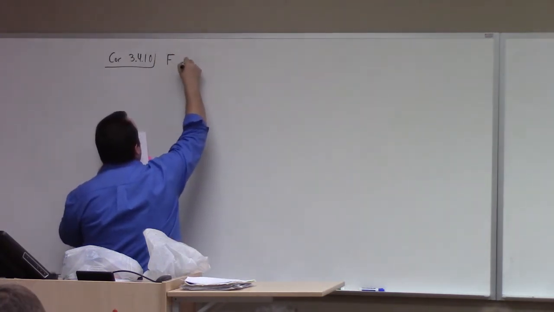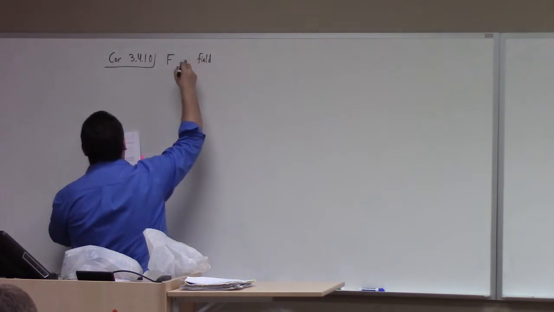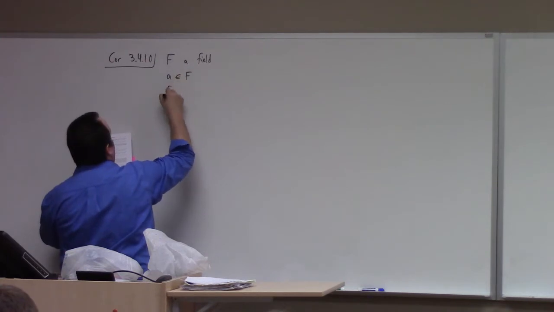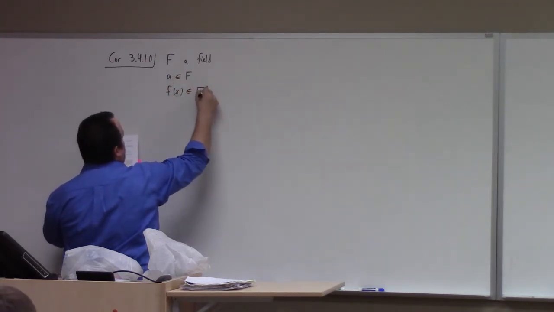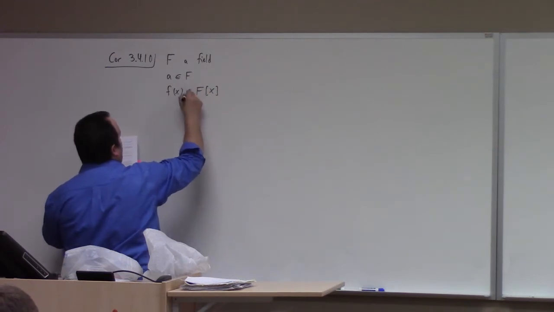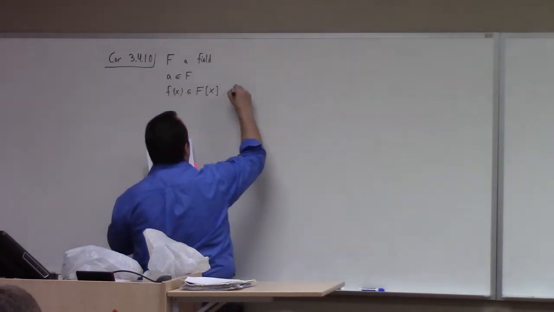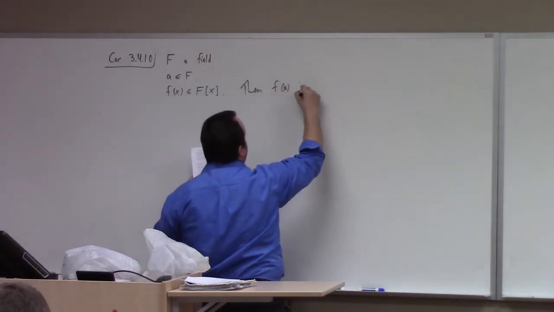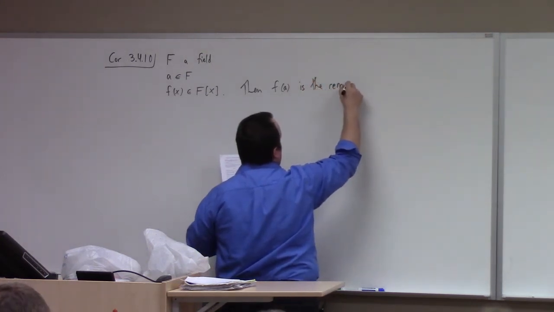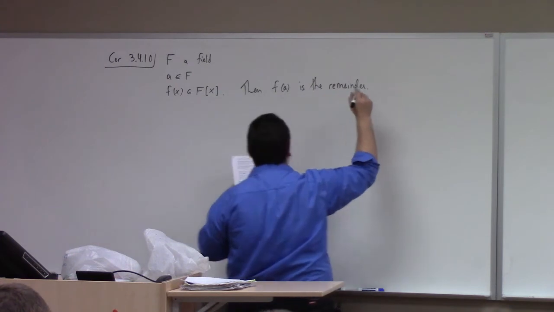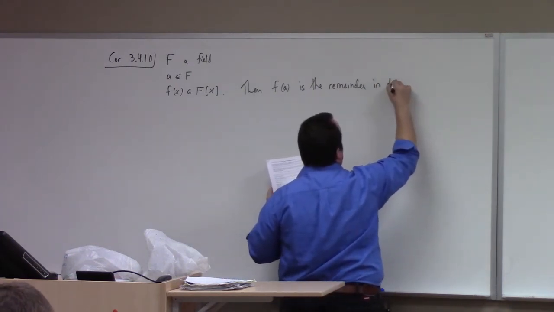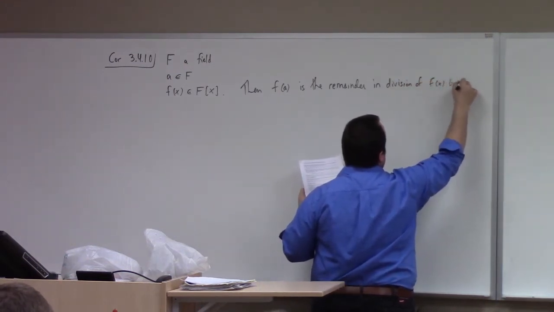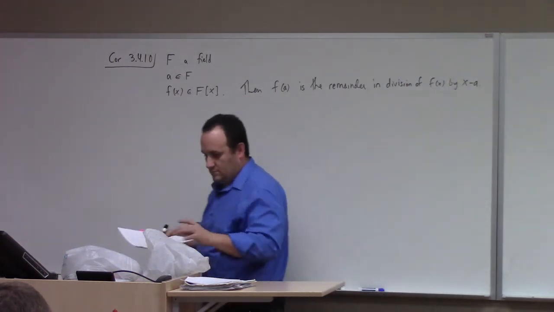which says F is a field, a in the field, f of x a polynomial over the field, all right? Then f of a is the remainder in division of f of x by x minus a. All right.